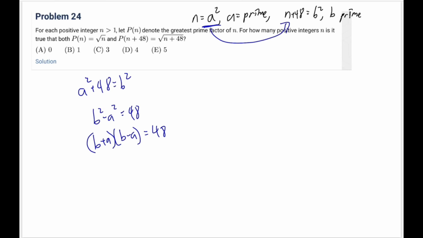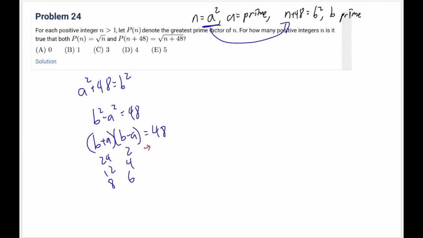this could be 24 and 2. This could be 12 and 4. This could be 8 and 6. And the reason that I'm only listing even numbers is because b and a are both prime numbers, and they're not 2, right? And so b plus a and b minus a always have to be even numbers because b is odd and a is also odd. So these have to be even.